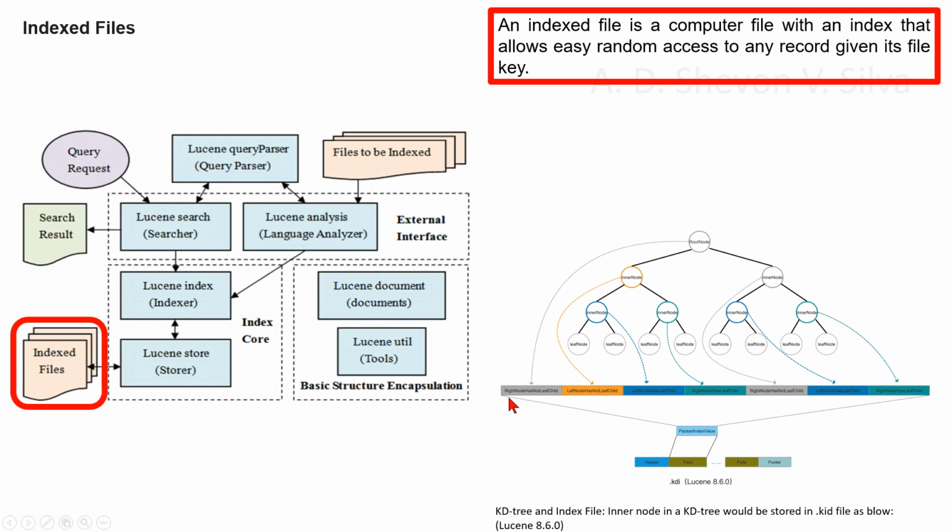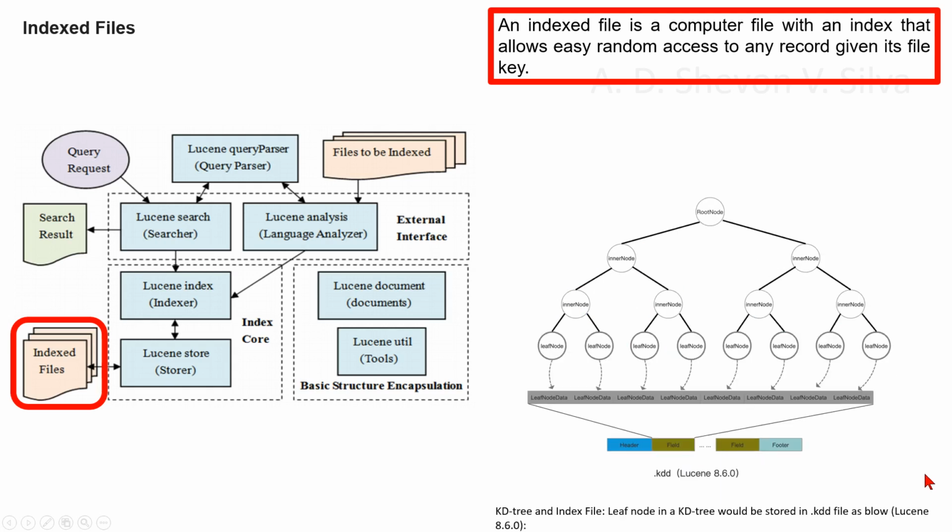This section makes a packed index value in .kdi, which is a field in the .kdi file. Here you can see the header, the fields, and the footer.